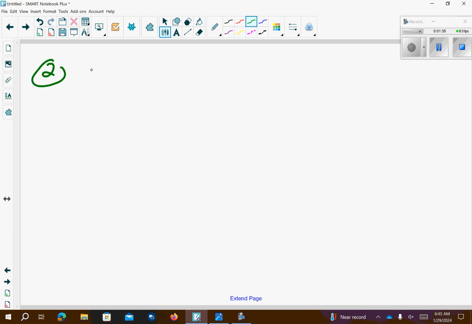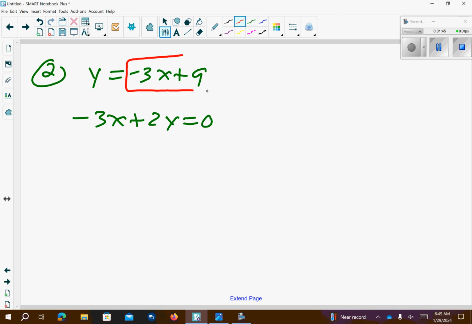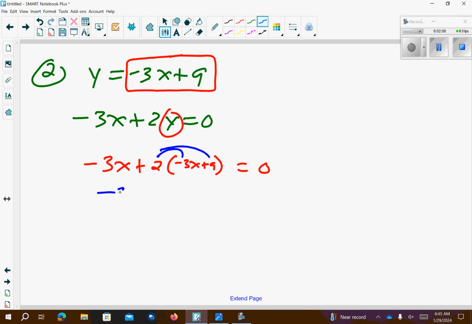Problem number 2, we have y equals negative 3x plus 9, and then we have negative 3x plus 2y equals 0. This is, again, substitution. I'm going to take this here, and I'm going to plug it into our y value. So I'm going to get negative 3x plus 2, parentheses. Rather than y, I'm going to have negative 3x plus 9 that I'm going to put in place. Distribute the negative over the parentheses.